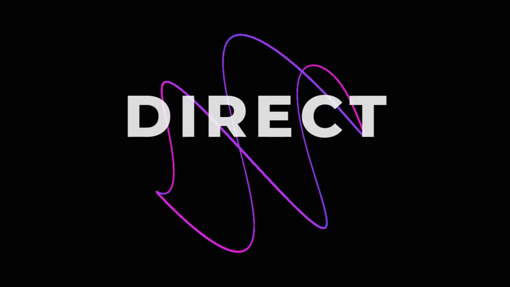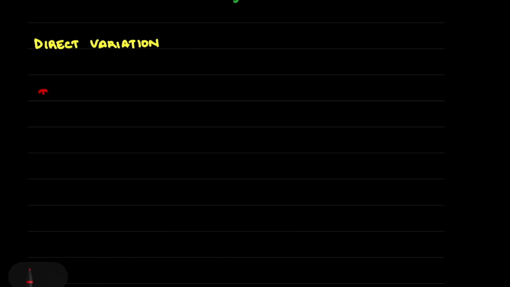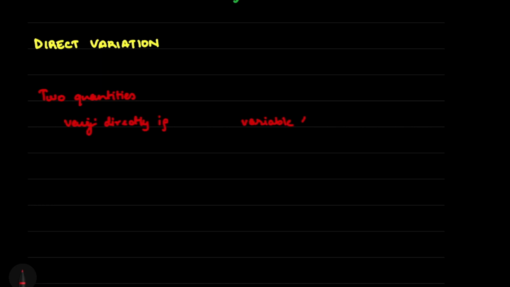So let's first look at direct variation. Let's say there are two quantities. They vary directly if variable 1 increases when variable 2 increases, or when variable 1 decreases, variable 2 also decreases. So this is the direct variation relation, as we looked at in the pens and their cost scenario.